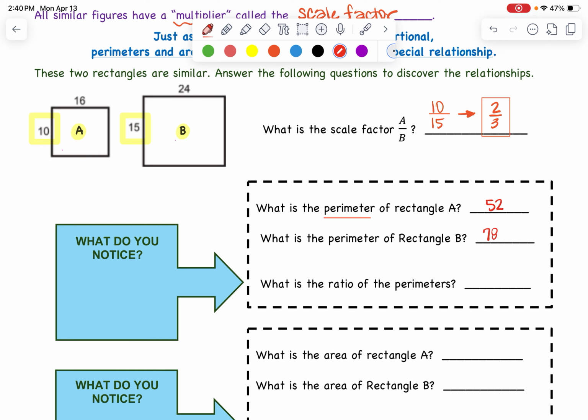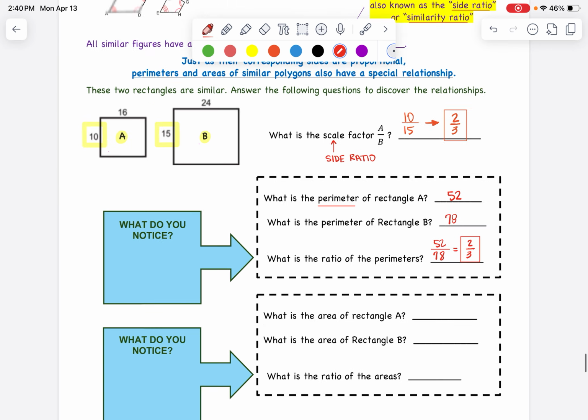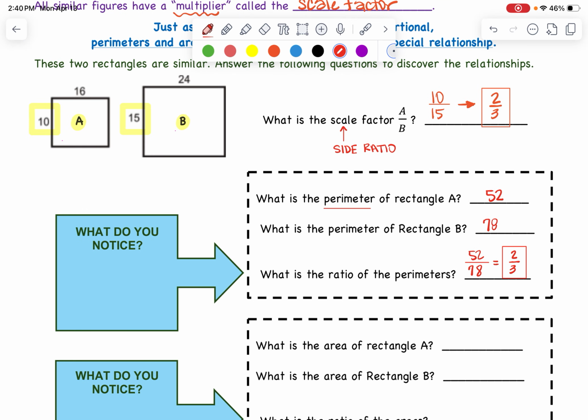Now what I want to do is make a ratio. Instead of doing scale factor, which, remember, is the same thing as side ratio, they both start with S, now we're making a perimeter ratio of A to B. So the perimeter ratio would be 52 to 78. Then I'm going to reduce that fraction, and what do you know? It gives us 2/3. So what we're taking away from this is our side ratio was 2 to 3, but our perimeter ratio ends up also being 2 to 3.